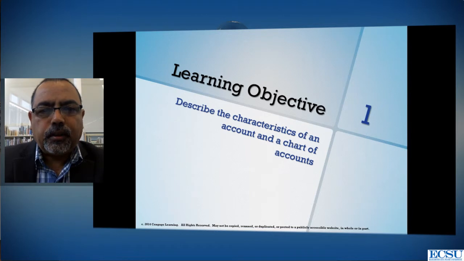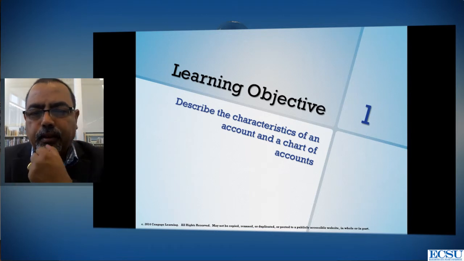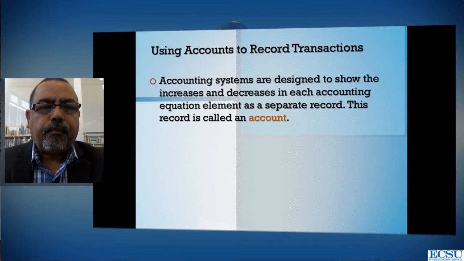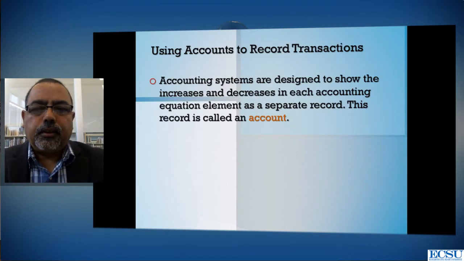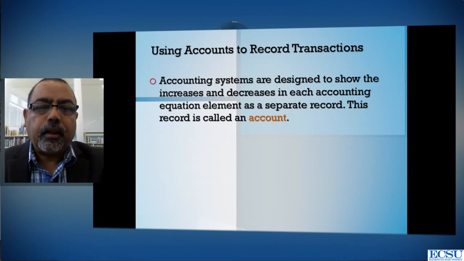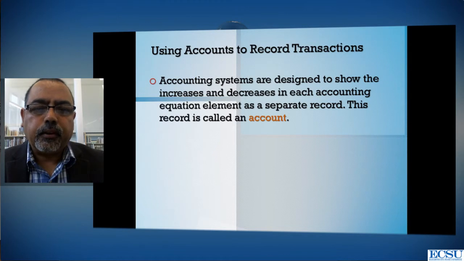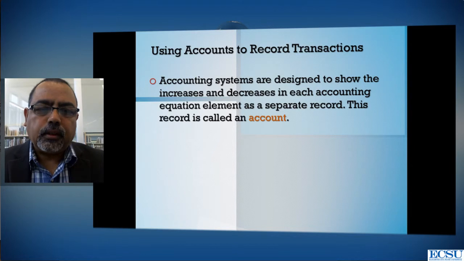The first learning objective is describe the characteristics of an account and a chart of accounts. As you know, accounting systems are designed to show the increases or decreases in each accounting equation element. If you remember, in the first chapter, we talked about the accounting equation being asset is equal to liabilities plus owner's equity. So any changes that happen in the asset account or the liability account or the equity account will be recorded in a separate record, and that particular record is known as an account.